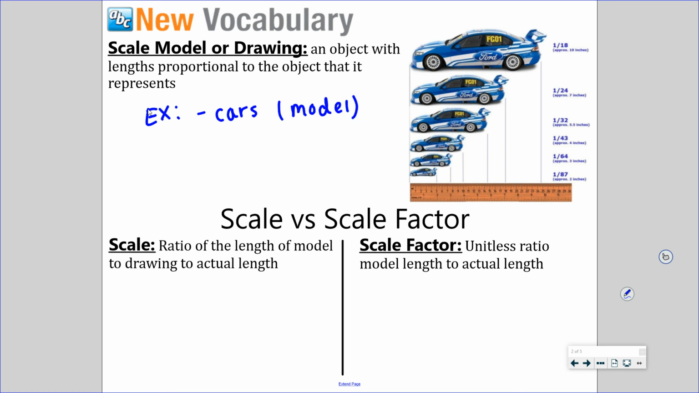A scale drawing could be like a map, or if you've ever seen blueprints of somebody's house, obviously it's not the same exact size as a house, but it's just a smaller scaled version to represent the proportional length of the actual house. So blueprints I think is a good example of a scale drawing.